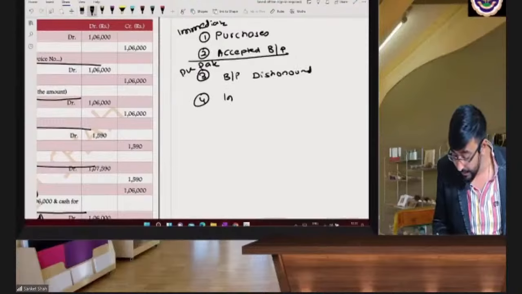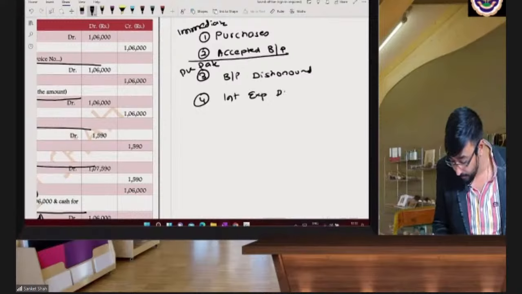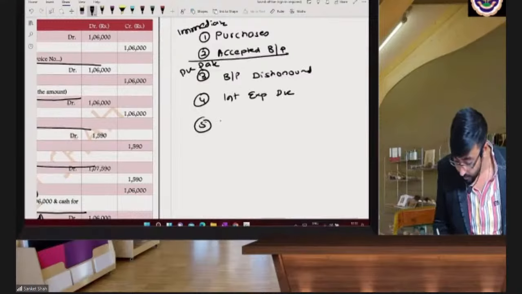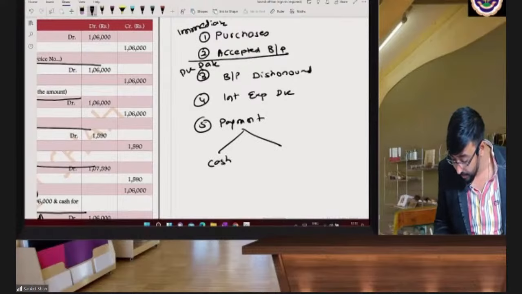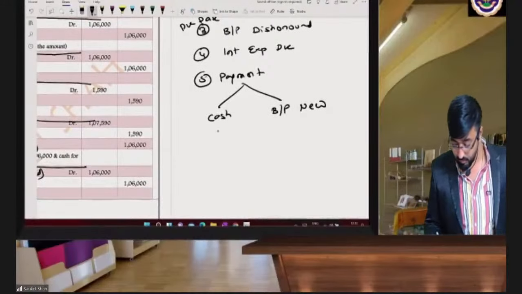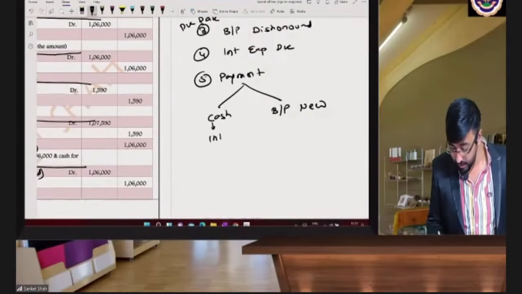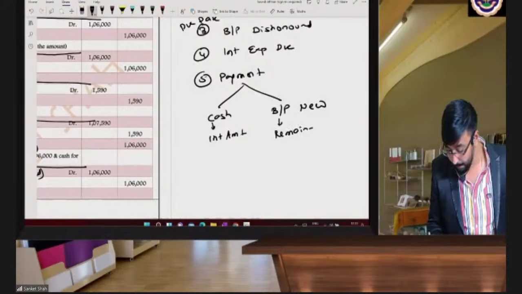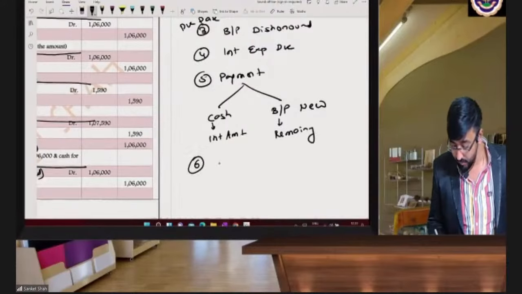Fourth one, interest expenditure due. Payment in cash and in the form of a new bill, new bills payable. Cash interest amount and remaining amount. And last one, second bill honored.